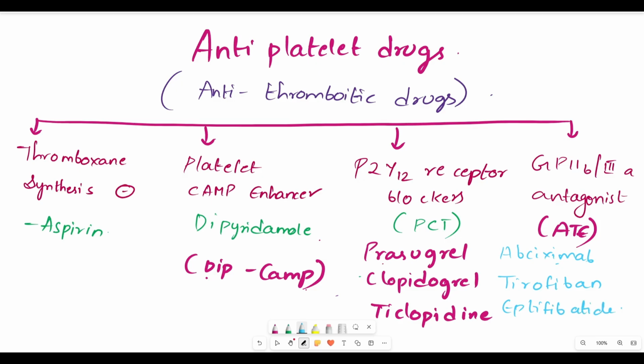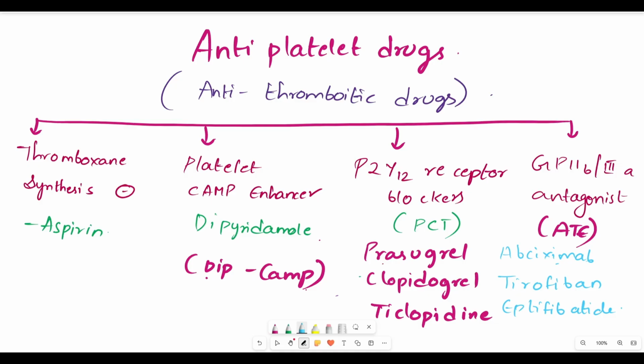Let me just repeat this antiplatelet drugs classification for you once again. The antiplatelet drugs are also called antithrombotic drugs. These are further divided into four subclasses. The first class is the thromboxane synthesis inhibitors. Here there is only one single drug, that is aspirin. This is the first one to stop the platelet. The second class is the platelet cAMP enhancer. There is only one drug, that is dipyridamole.